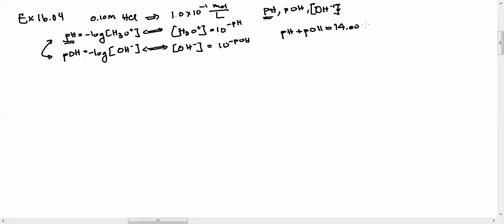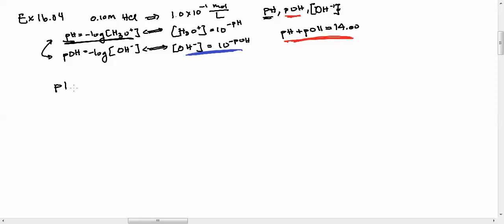I'll tell you what, we already know how to get the pH. That's pretty straightforward. That's using this equation right here. I'm going to change colors so that we can color code this. To get the pOH, we're going to use this equation right here. And then to get the hydroxide concentration, we're going to use this equation right here. All right, so let's work in black first.